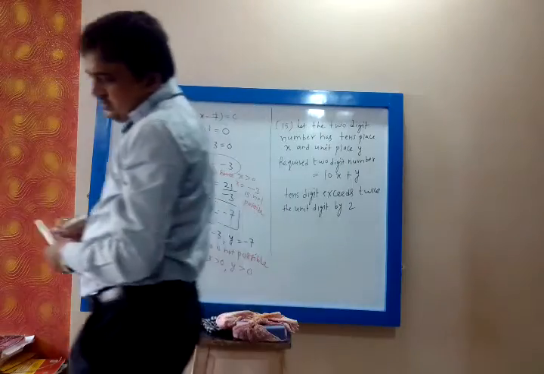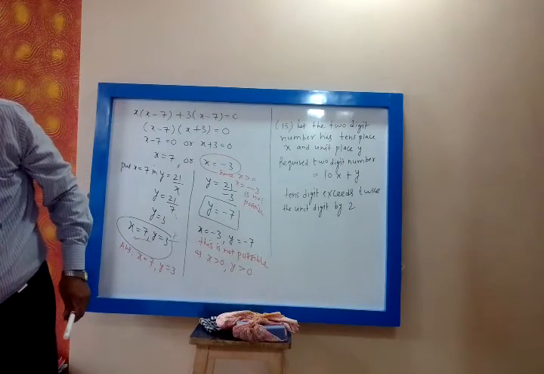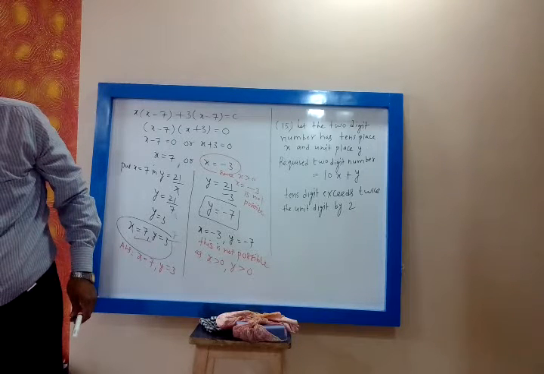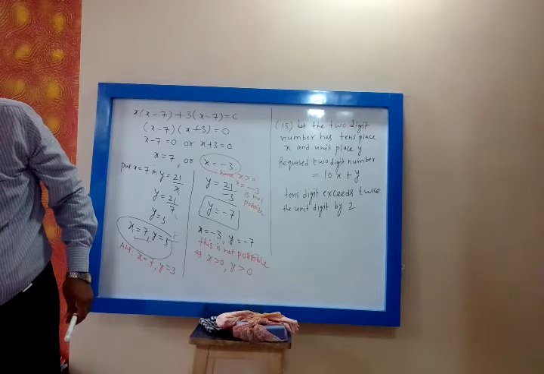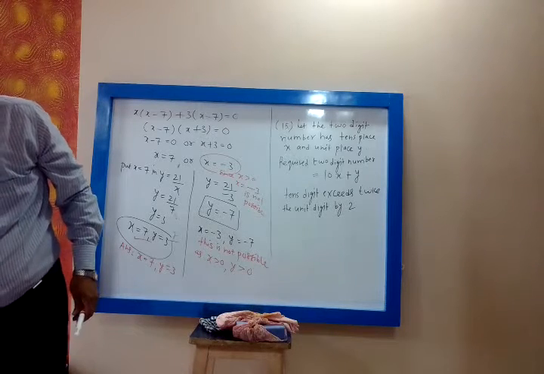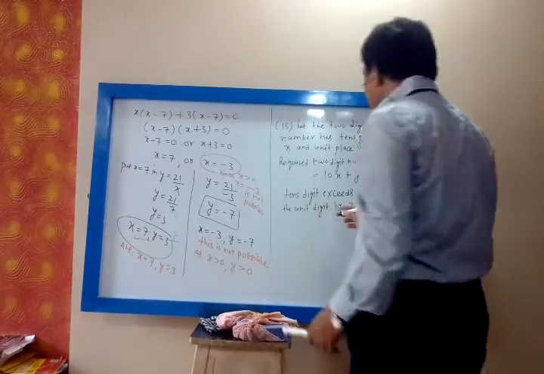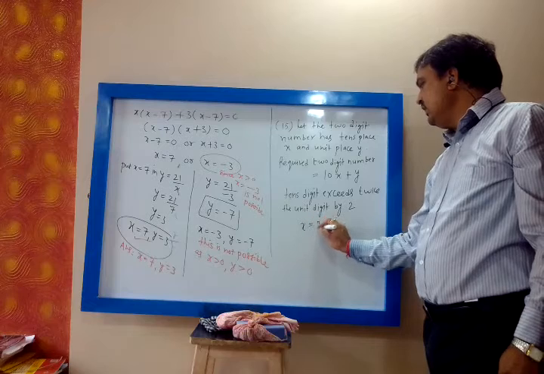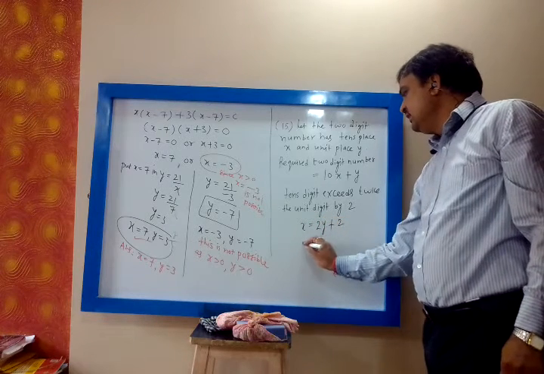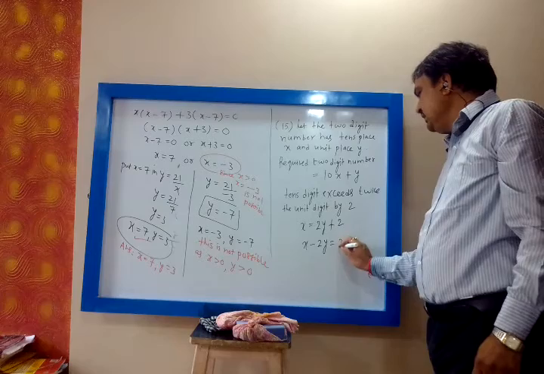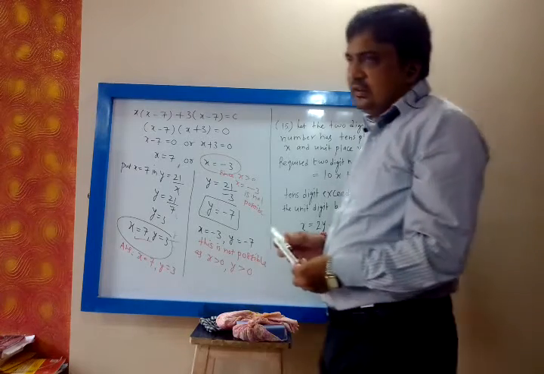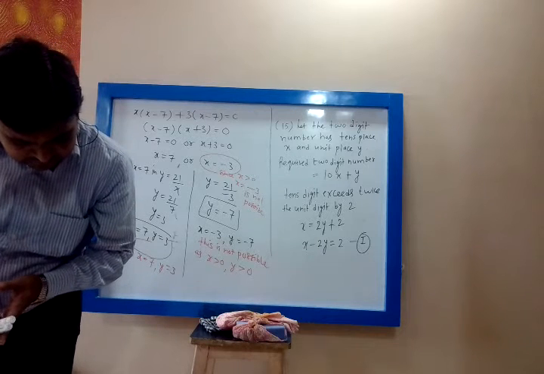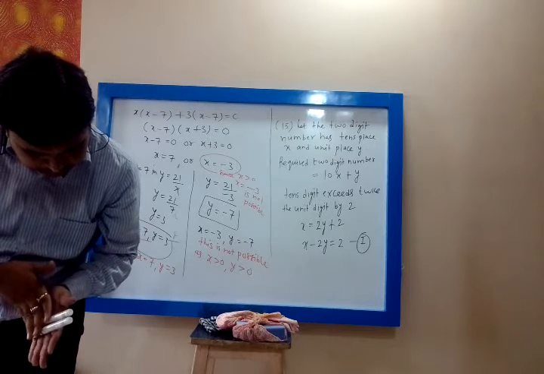Tens digit exceeds, same thing is there, no? Tens digit exceeds twice the unit digit by 2. Yes, so this is correct. So what we have written earlier? Tens digit means x exceeds twice the unit digit by 2. Yes, correct. So x minus 2y is equal to 2. Yes. Equation number 1. Now what is second one? Get the second equation.